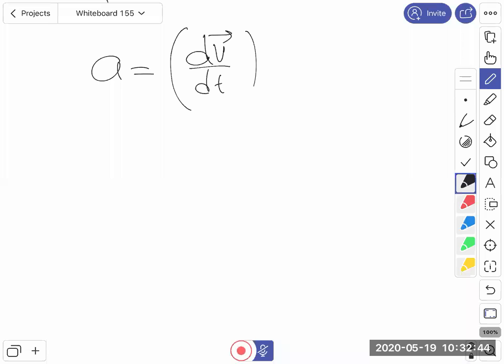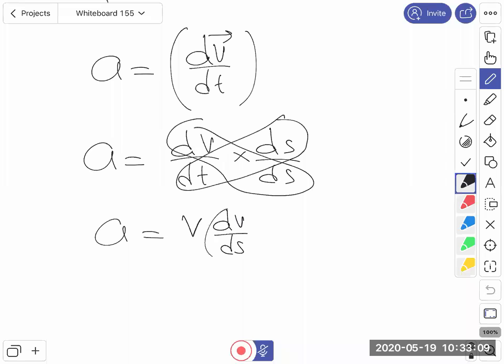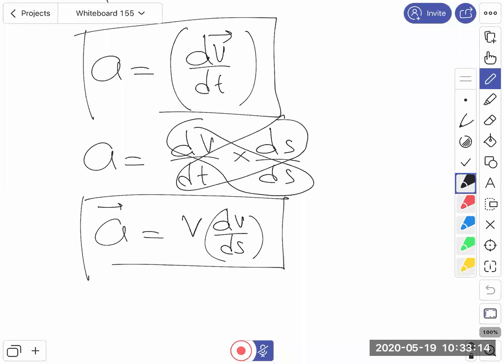Sometimes they will give the change in velocity as a function of displacement. Then we can write the same equation with respect to displacement. For that purpose, we multiply by ds and divide by ds, so that it does not make any difference to the acceleration. ds by dt is nothing but velocity, so we can write v into dv divided by ds. These are the two equations we use for calculating instantaneous acceleration. How to use them in calculations, we'll discuss with some numerical questions. Okay.